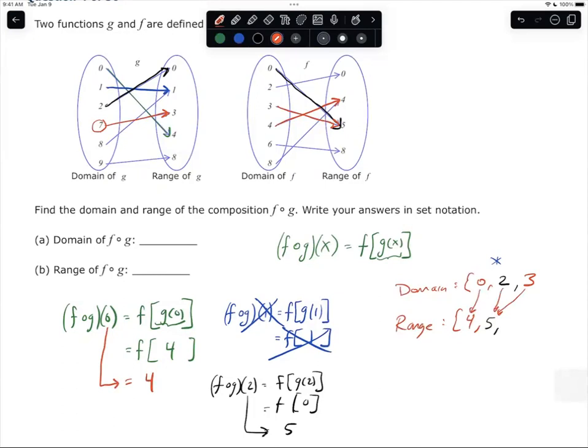And what about 8? 8 gets mapped to 1 under g, and then f of 1 is not defined, right? Oh, why did we put 3, not 7? Ah, you're right. We should have put 7, yes. There should be a 7 here, not 3. Thanks for that. I did it again. Okay. 7, because 3 cannot be in the domain of f of g.